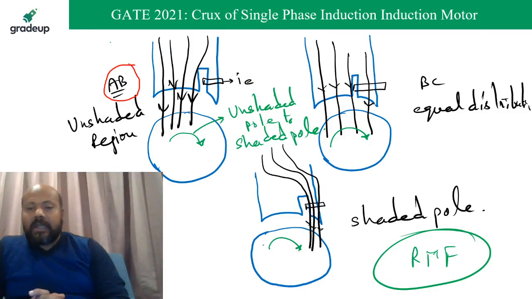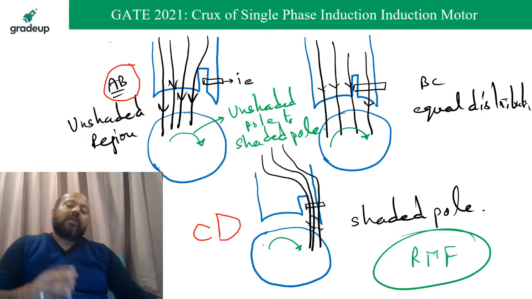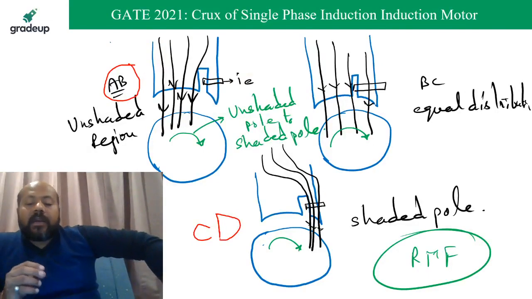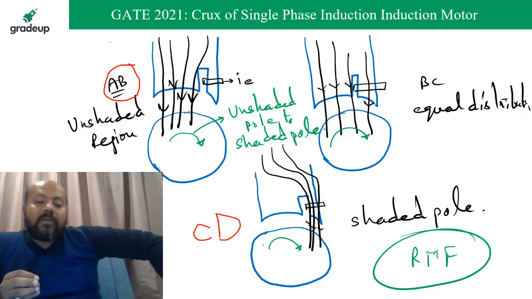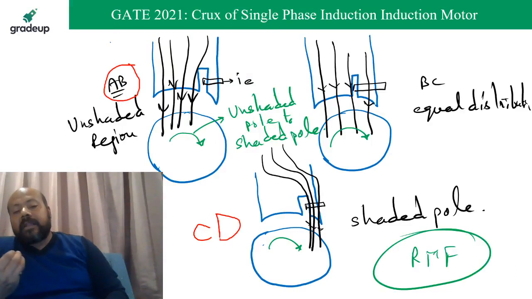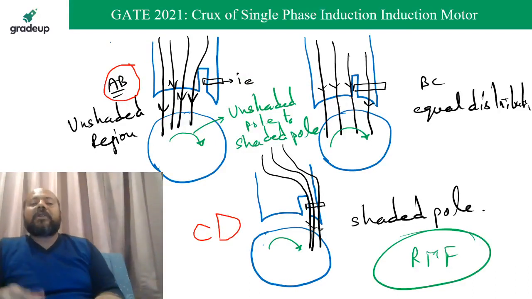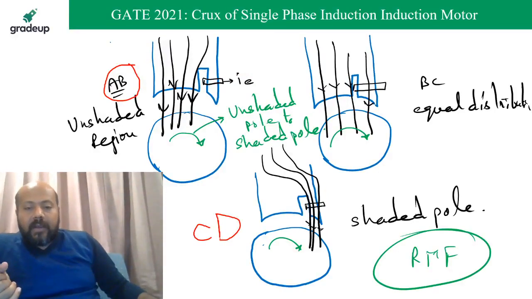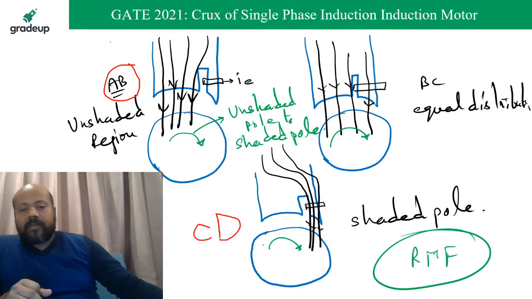When you go to the CD section, during the CD section, the flux wants to reduce. When the flux wants to reduce, the current in the shading coil or the EMF is going to be such that it will try to increase the flux, because the flux wants to reduce and this shading coil wants to oppose that. So if something is reducing and you want to oppose that, it means you want to increase it. So the majority of the flux is now going to be concentrated in the shaded pole region.